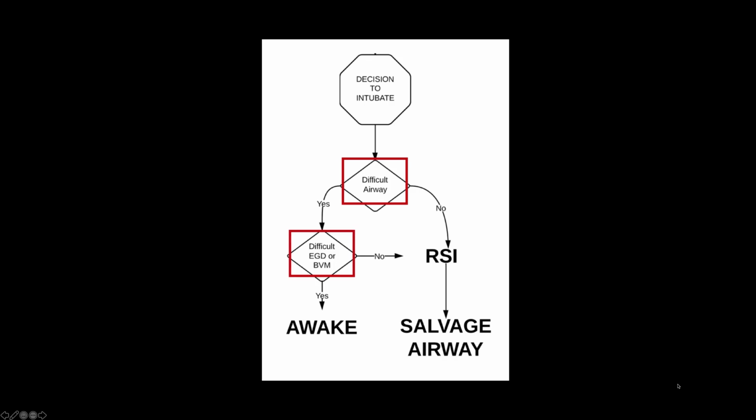If you decide the airway is not difficult, or if the laryngoscopy will be difficult but bag valve mask ventilation is predicted to be easy, then we would proceed towards an RSI. And then if your RSI fails, then we are in a salvage airway mode, which we'll review at the end of the lecture.